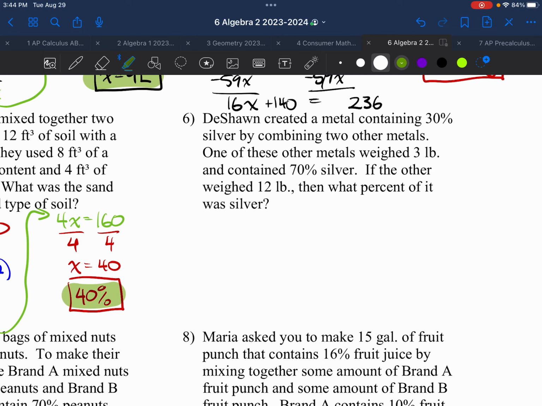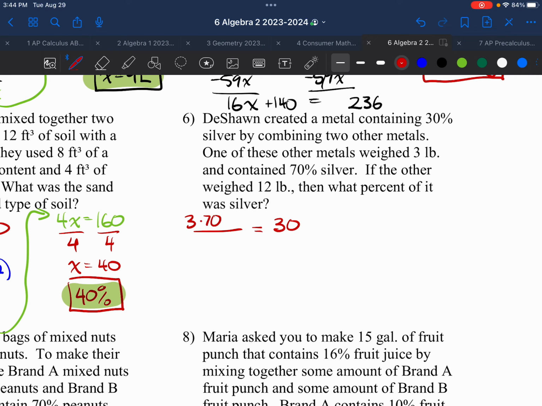All right, Deshawn created a metal containing 30% silver by combining 2 other metals. So our answer is 30%. So I'm going to go ahead and say there's going to be some sort of fractiony thing here, and it's going to be equal to 30%. And it combines 2 other metals. One of these metals was 3 pounds, and I'm guessing it's another percent times 70%.